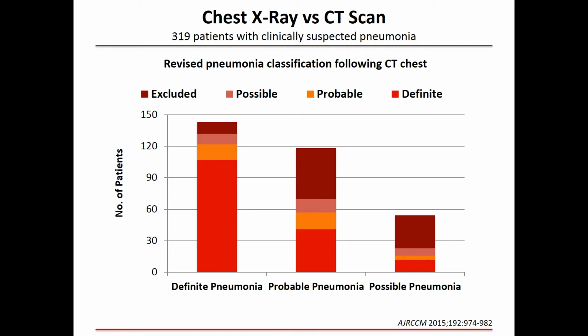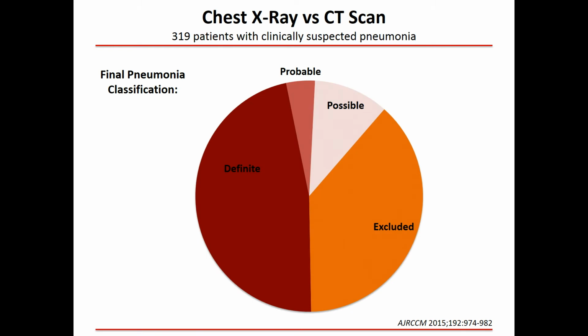Here's another way of presenting the same data. If you took those 319 patients with clinically suspected pneumonia and you sent them to CT scan, only about half made it into the definite or probable category. In other words, about half the patients with CT were excluded from further consideration. So that suggests that if you're on the fence about the diagnosis for a particular patient, a CT scan can help. Now, this can work in both ways.